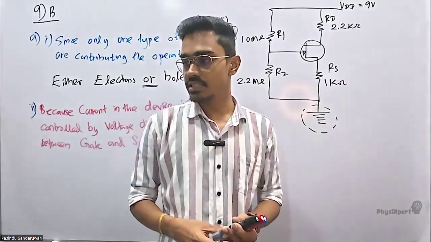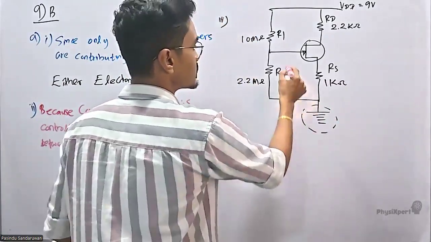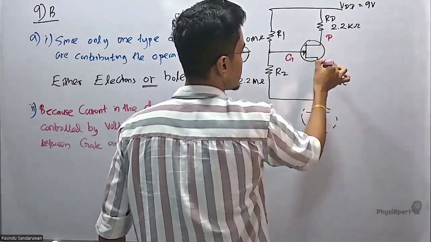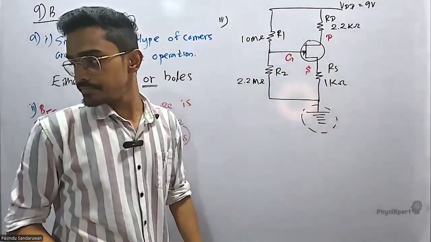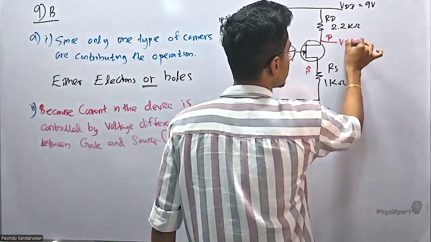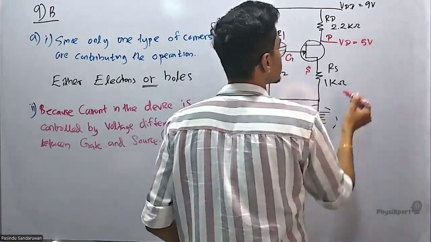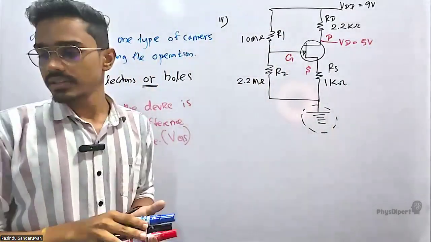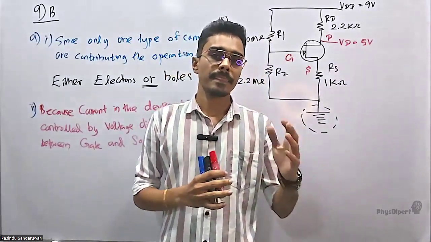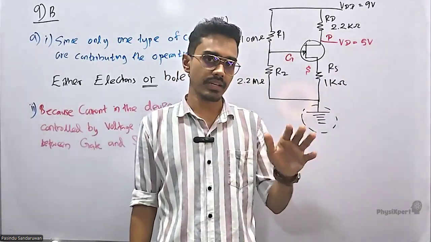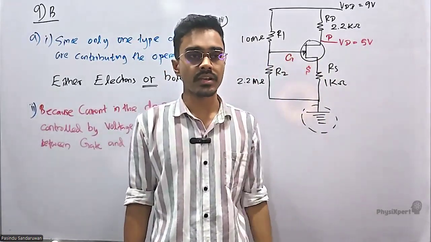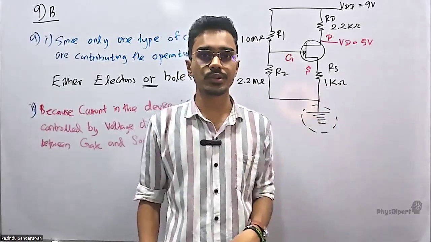And another hint is given, VD equals 5. So we know this is the gate, this is the drain, and this is the source. And this point is also given, which means VD equals 5 volts. Now if I mark the current flow in the circuit, in unipolar transistors, no current flows through the gate terminal. The only current flows through drain and source.